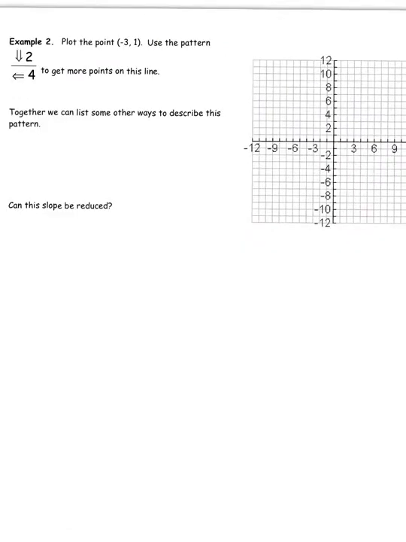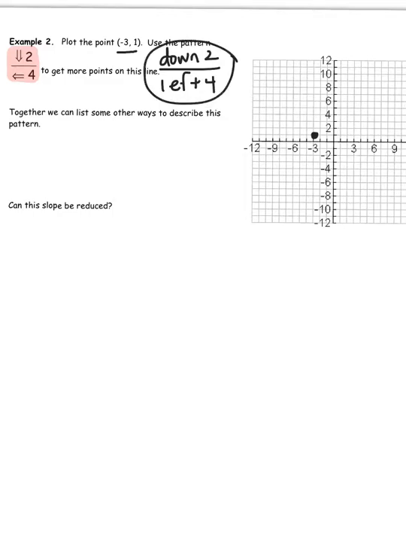All right, on to example 2. So we're going to do the same thing here. We're only starting with 1 point this time, negative 3, 1. So I'm going to plot negative 3, 1, right where it belongs. And I'm going to use the slope pattern right here to find more points on this line. So my slope pattern has a down arrow and a 2. So that means down 2 and left 4. So I'm going to use this pattern to find more points.